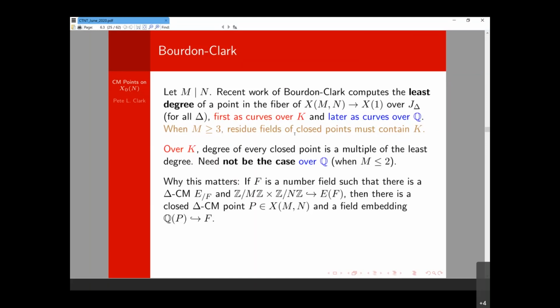Again, the moduli interpretation here is that if you have a number field and you have a delta CM elliptic curve defined over that number field, so that inside the torsion subgroup of that elliptic curve over that field, you have the group Z mod M cross Z mod N, then that induces a closed point on the modular curve, and an embedding, therefore, from the field of moduli, the minimal possible field of definition for this structure, into the field F. And conversely, you can always take F to be Q of P.